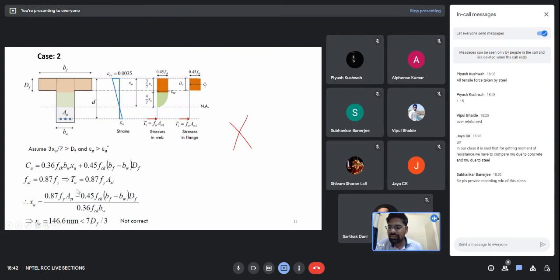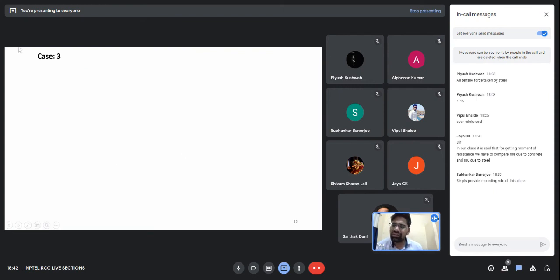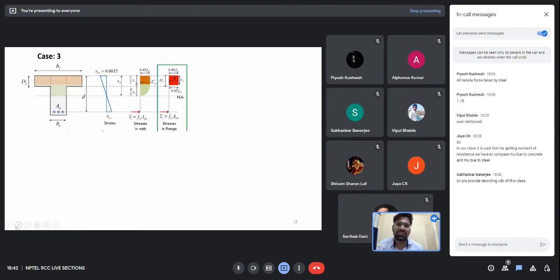So what is the third case now? These are all very easy. You all can just play with it and learn it by yourself. I don't think this is a very difficult thing. Now the third case is what?